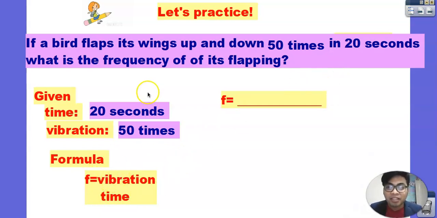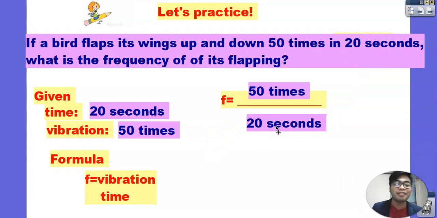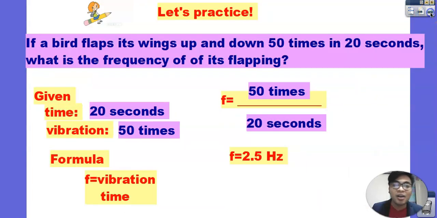So vibration is 50 times, and the time is 20 seconds. All we need to do is divide 50 by 20, and that will give us a value of 2.5 hertz. Again, we're going to compare this answer with the previous one. Which do you think has a higher pitch, the ruler or the flapping of the wings of a bird?